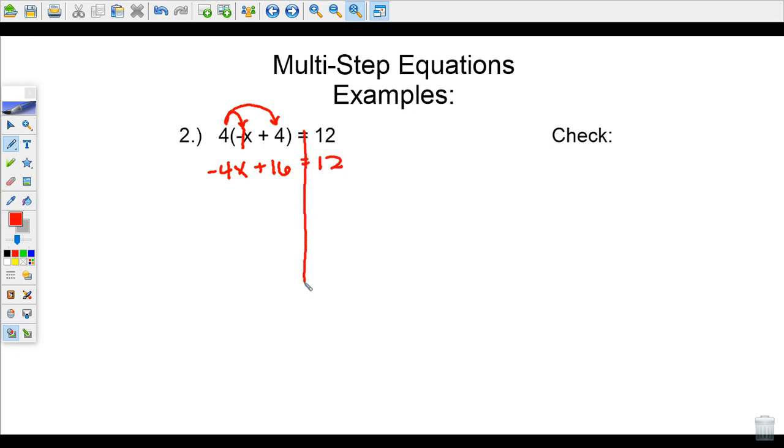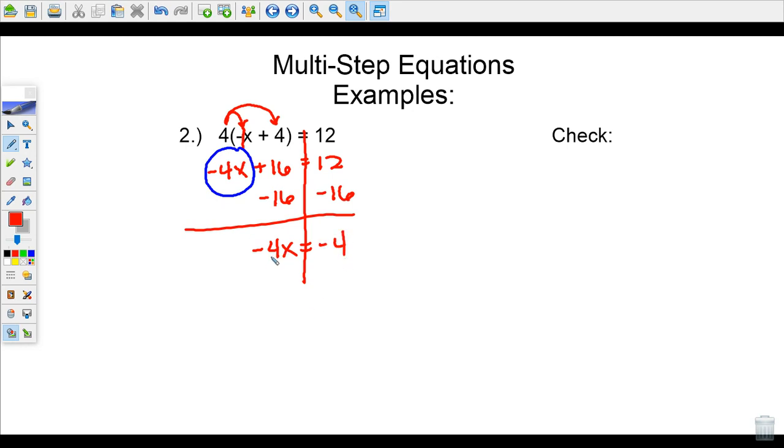So here's my equation. Circle my present, that's the negative 4x. That means I have to get rid of the 16 before I do anything, which means I have to subtract 16, do it to both sides. These will cancel. So all that's left is negative 4x equals 12 minus 16 is negative 4.